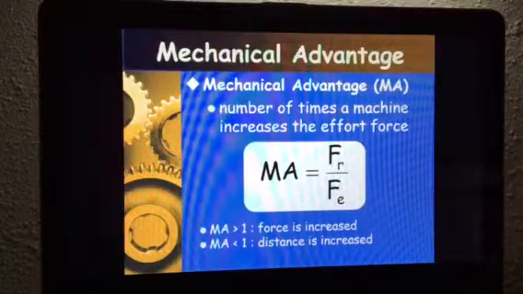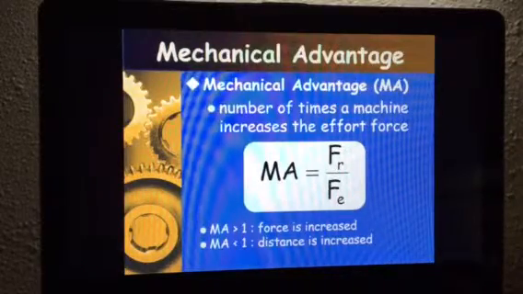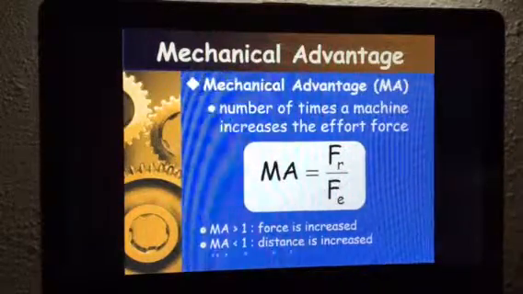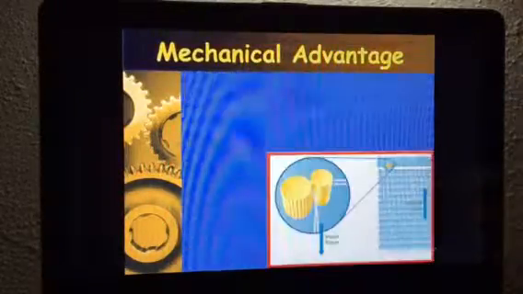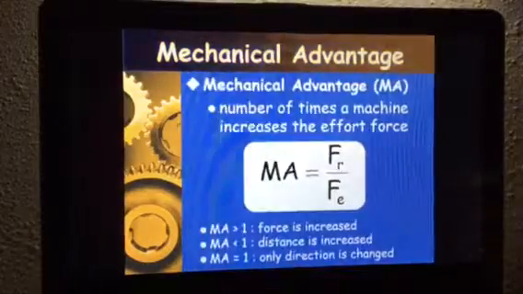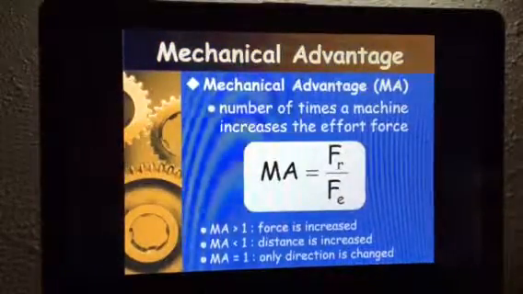If the force is increased, if the distance increases, then it's going to be greater than. It is equal only if the direction is able to change. By the way, you can write that equation onto your note cards as well.